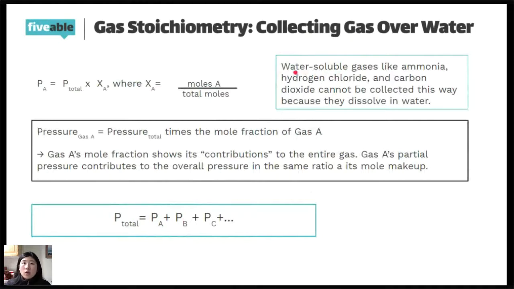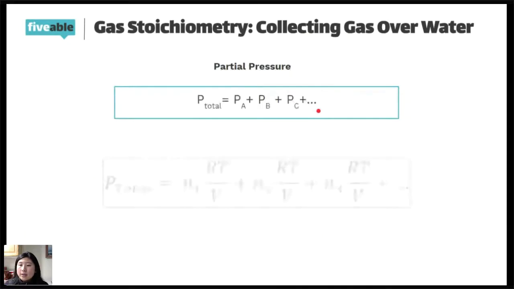So when we're collecting gases that way, we also have to be aware that there are certain gases that are water soluble, which means when they go through water, they basically dissolve in water. So they don't bubble up out of the water anymore. They just stay inside the water. They kind of react with the water, right? So water-soluble gases like ammonia, hydrogen chloride, and carbon dioxide cannot be collected in this way because they dissolve in water.